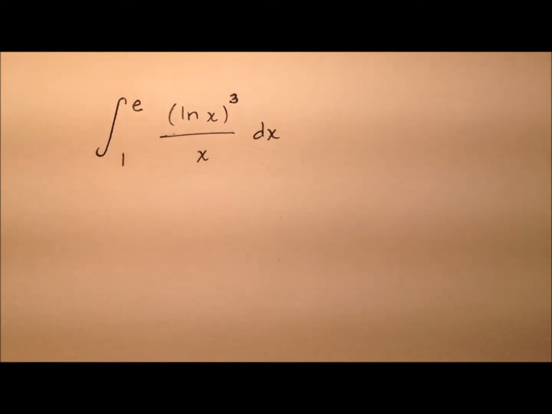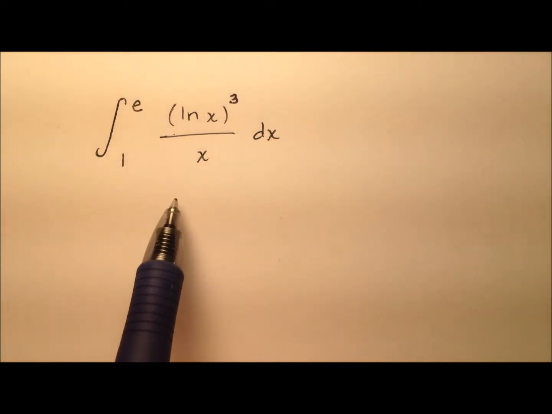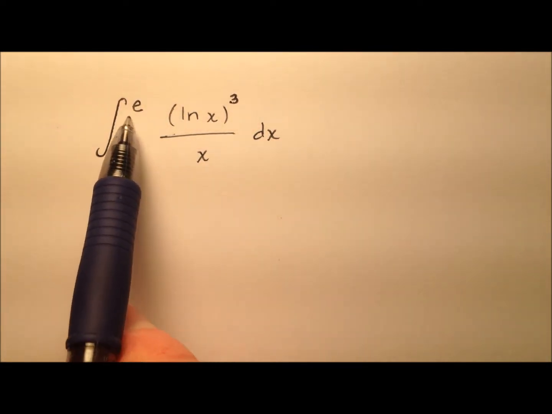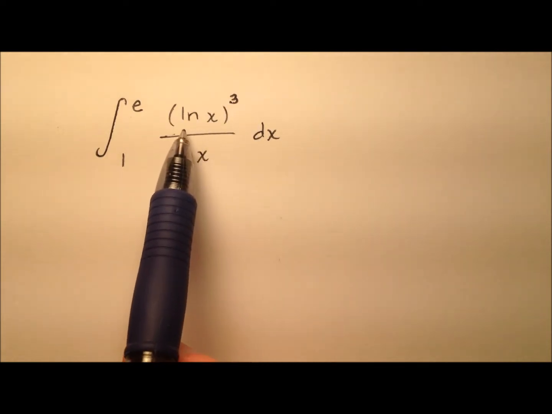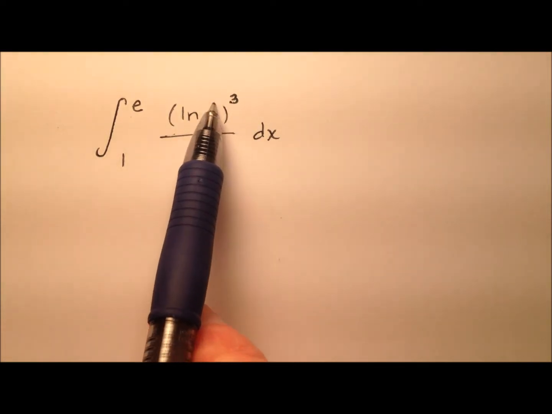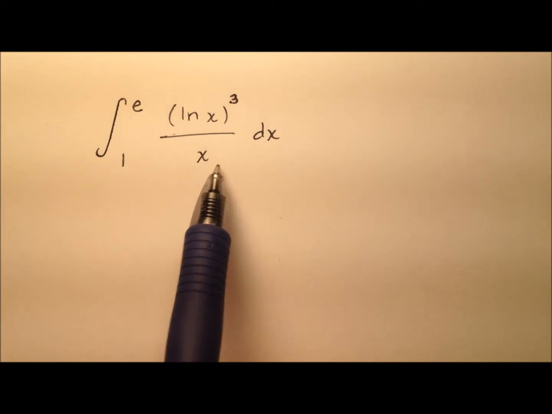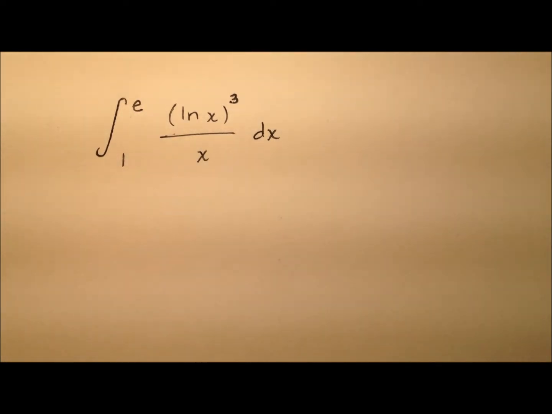In this example, we're going to evaluate this definite integral, going from 1 to e, and our integrand is the natural log of x, being cubed and then divided by x, of course, with respect to x. If you'd like to try this, go ahead and pause the video and do so, and then come on back and we'll work it together.